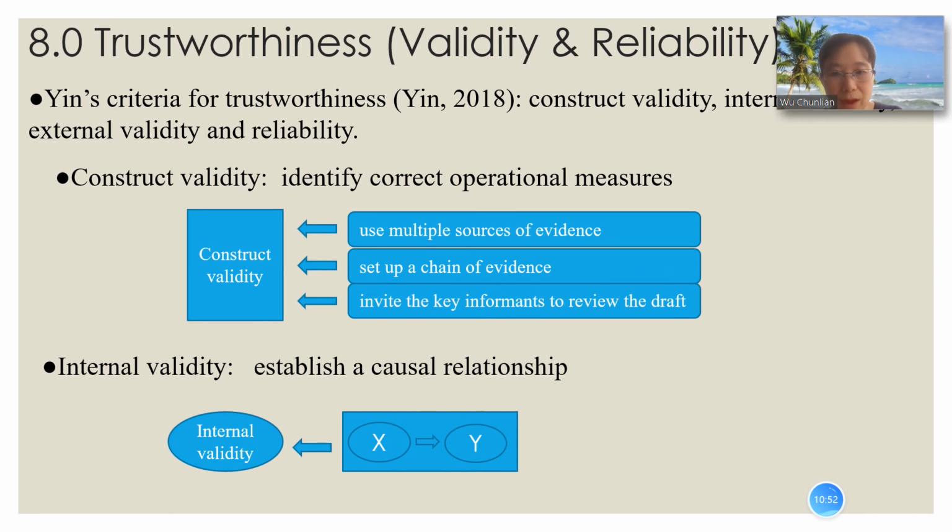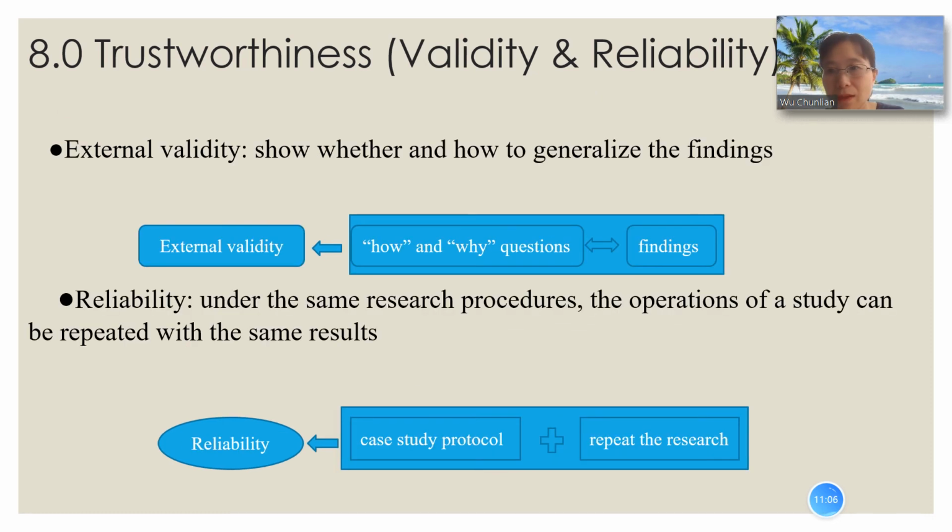We need to explain why event X leads to event Y. The third is external validity. It shows whether and how to generalize the findings. We can look back at our how and why questions and check whether the findings answer the questions fully.